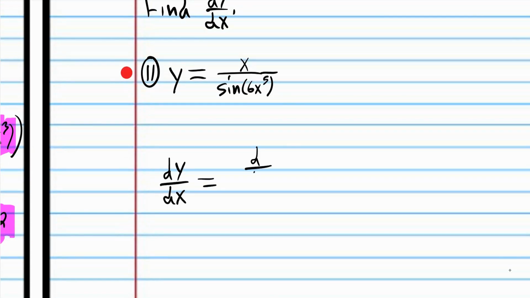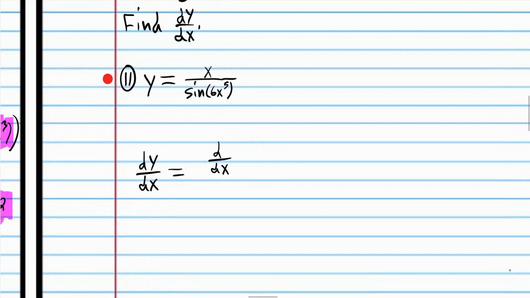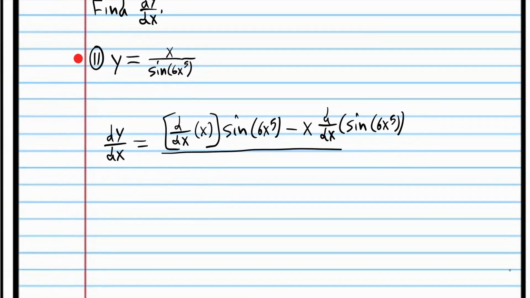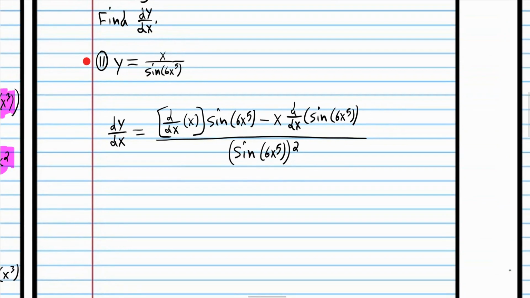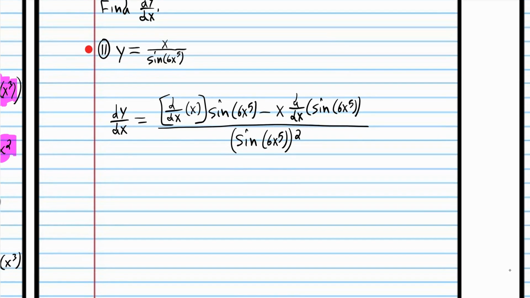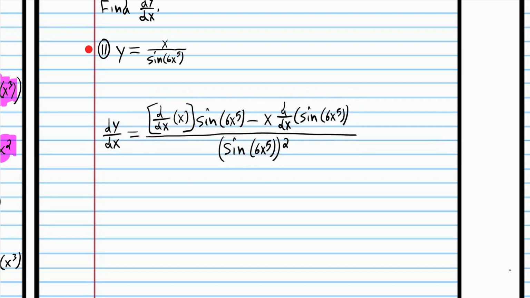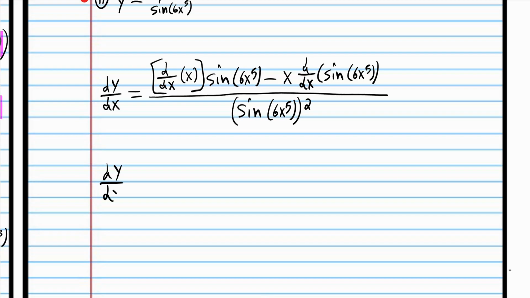So the derivative, according to the quotient rule, the derivative of this expression is the derivative of the numerator of the fraction times the denominator minus the numerator of the fraction times the derivative of the denominator. And all of that is divided by the square of the denominator. So that is the quotient rule. So now all we have to do is find the derivative of each one of these expressions and simplify if we can. We may not be able to simplify very easily.